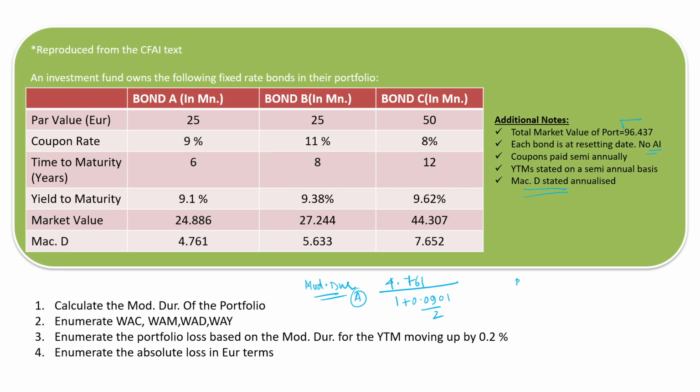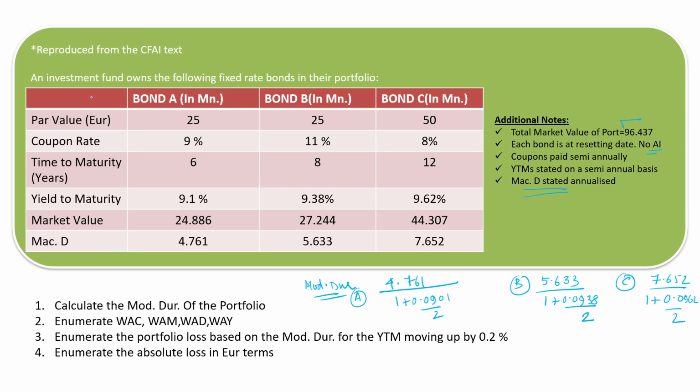Similarly, the modified duration for B will be 5.63 divided by 1 plus 0.0962 divided by 2. And for bond C, it will be 7.652 divided by 1 plus 0.0962 divided by 2. So this becomes the individual modified duration of each bond.